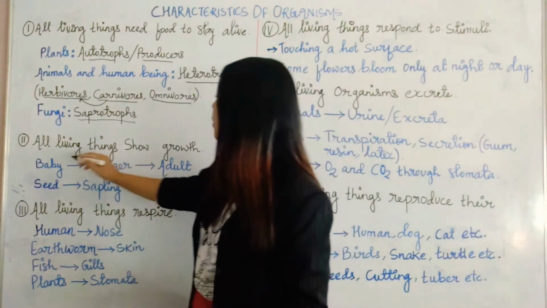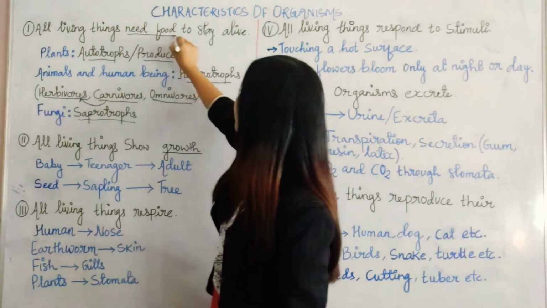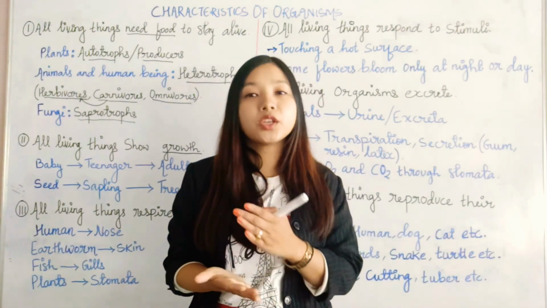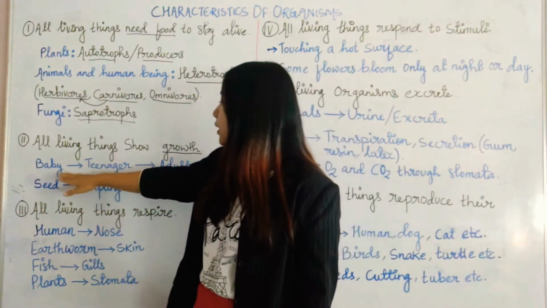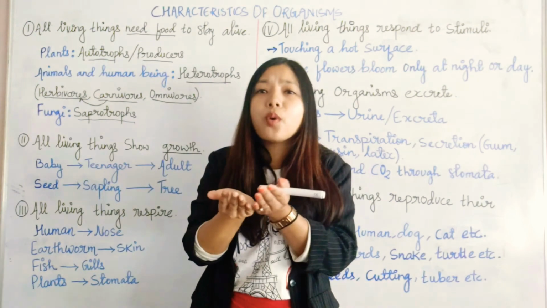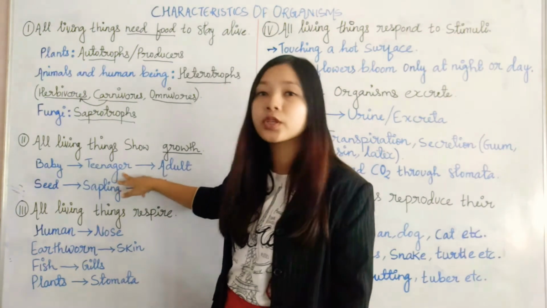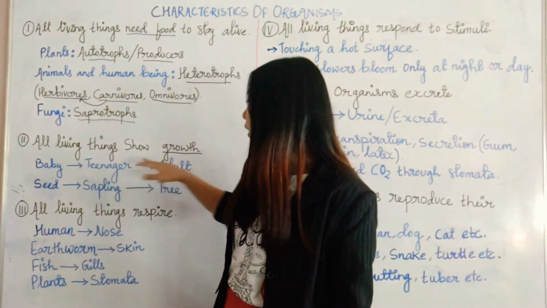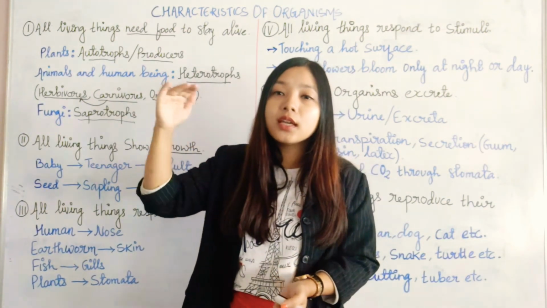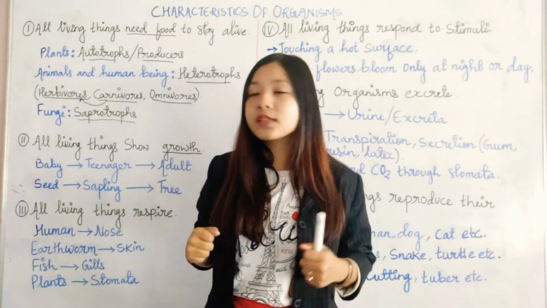Next, all living things show growth. First was they need food. Next is they show growth. That means if something is a living organism, it will grow. For example, a human baby, when it is born, is very small. But as time passes, it slowly grows. It becomes a teenager like you, and then after a few years it becomes an adult. So you can see the growth in its physical structure. Its height will grow, weight will grow, size will increase.